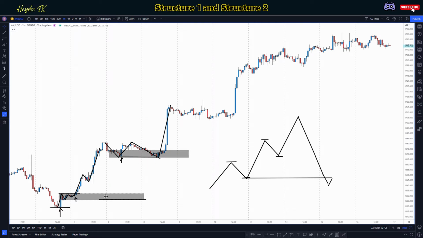And then I would lift this one and say, that's my second structure. I'm just going with the flow. Price then continues, makes a new higher low. I'll be a little bit more quick on this.